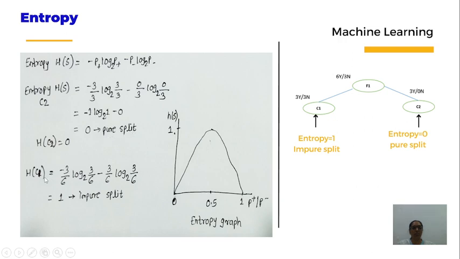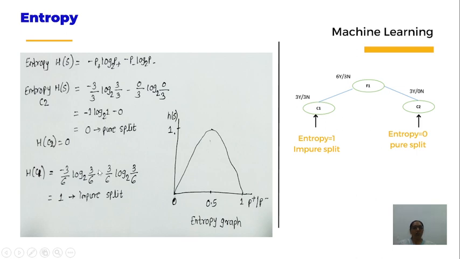Similarly, we are calculating the entropy of C1. Here you can see 50-50%, so 1 by 2 is the value. So here you can see minus 3 divided by 6 log 3 by 6 to the base 2 minus 3 by 6 log 3 by 6 to the base 2, and we will be getting the value as 1. So this is an impure split.